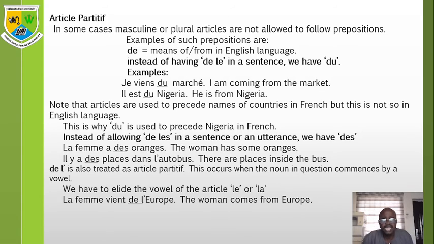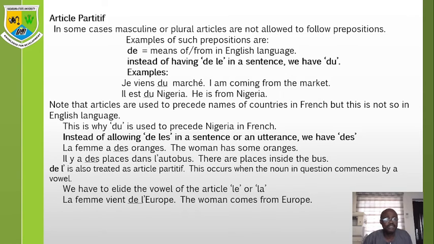La femme a des oranges. The woman has some oranges. Des oranges, some oranges. Il y a des places dans l'autobus. There are places inside the bus. Or if you like, you can put some, but the indefinite article is already implied.